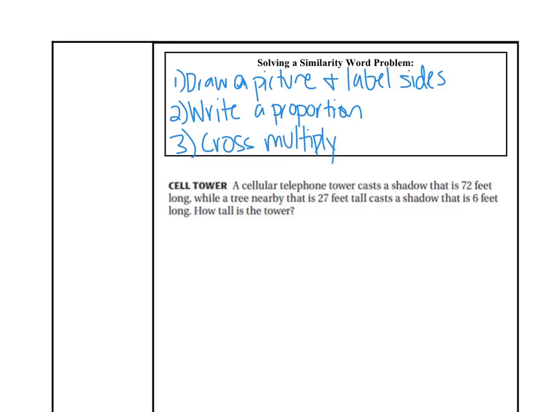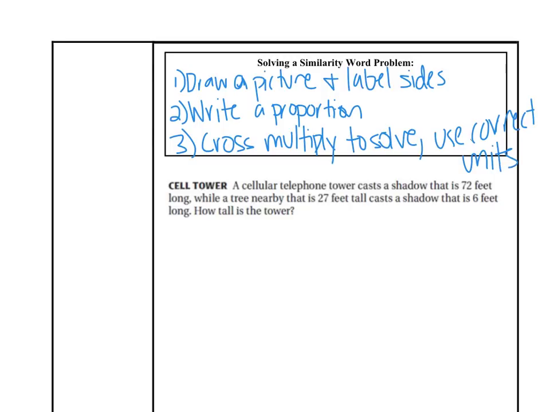So number 3, cross multiply to solve, and we are going to add one thing on because it's a word problem. We're going to say use the correct units because of our word problem. So let's take a look at our first example with these 3 steps.